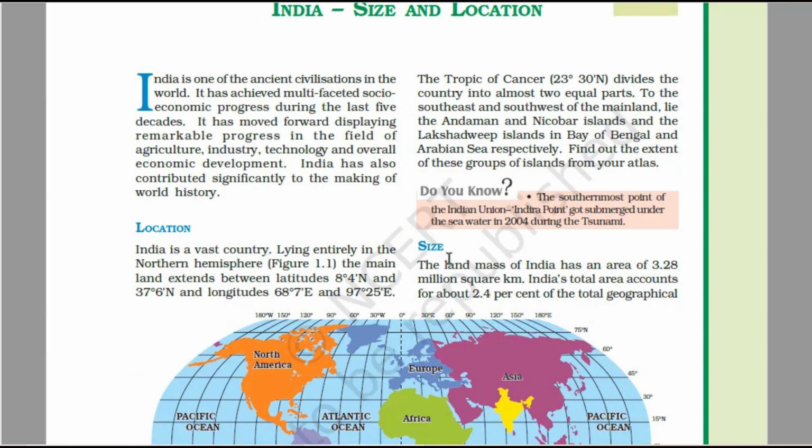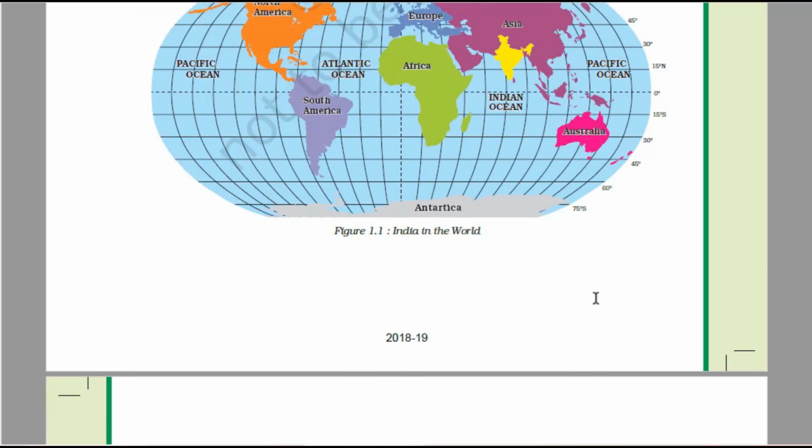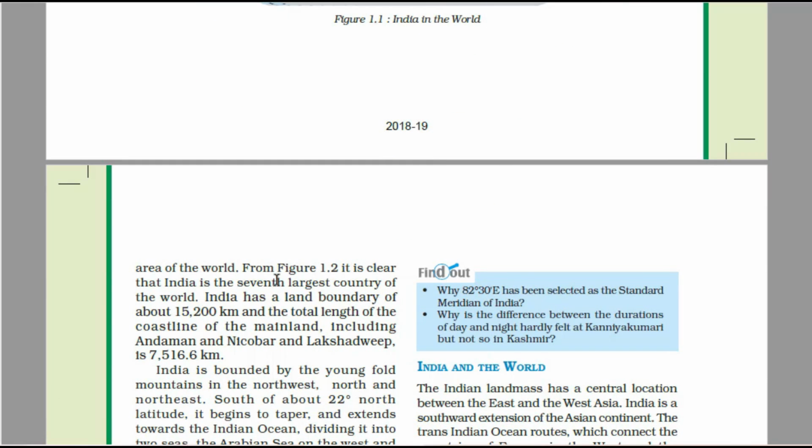Come to the next heading of this topic, that is size. India has a total area of 3.28 million square kilometers, and it is only 2.4% of the total geographical area of the world.